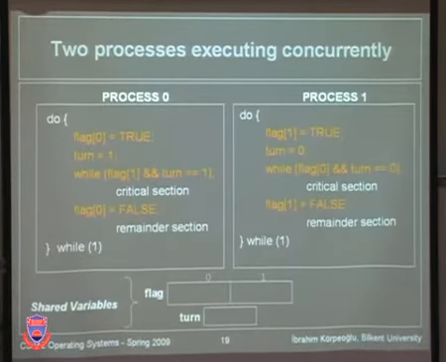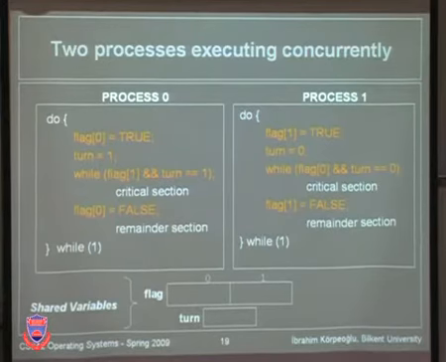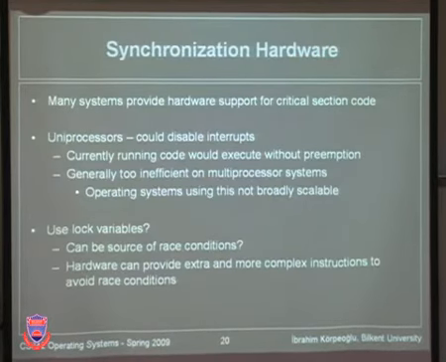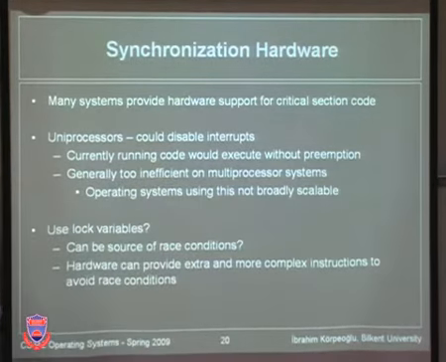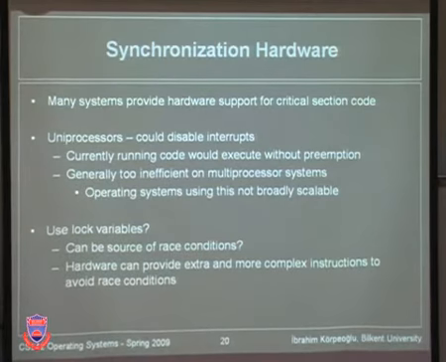However, this is a pure software solution. Many systems actually provide hardware support for critical section code as well. We will now see some hardware solutions, or solutions that get some help from the hardware. This help is in terms of some machine instructions that are atomic, okay? More complex machine instructions. One solution can be actually just disabling the interrupts.